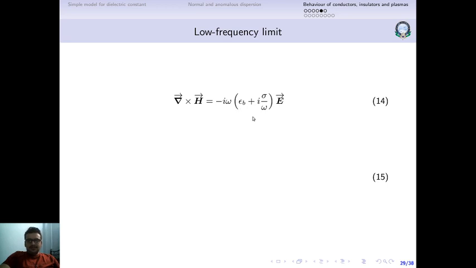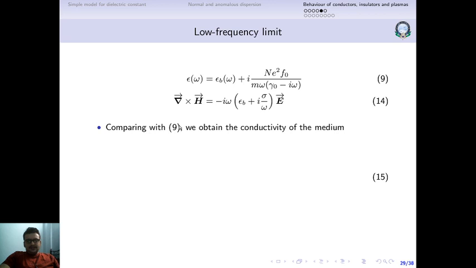Here we had explicitly used Ohm's law, and that's how we got this sigma. Even if you don't do that and you attribute whatever is on the right hand side to the medium, then this quantity inside the bracket could be thought of as the permittivity of the medium. So that is basically your epsilon, which is already given in equation number 9. Now all you have to do is compare equation number 9 with equation number 14.